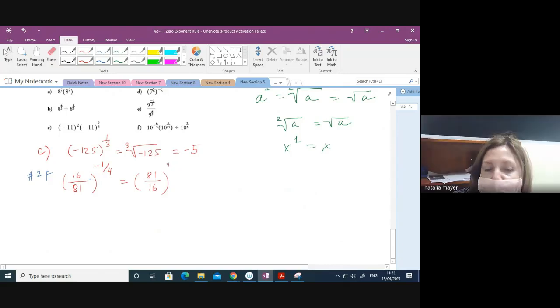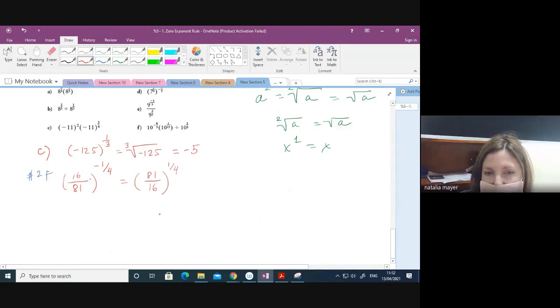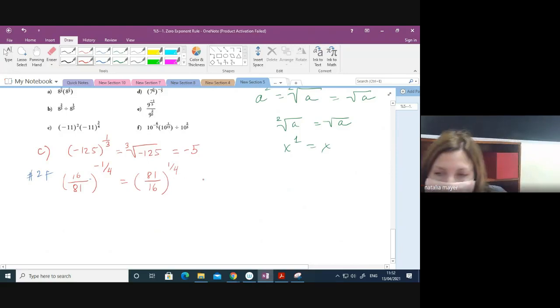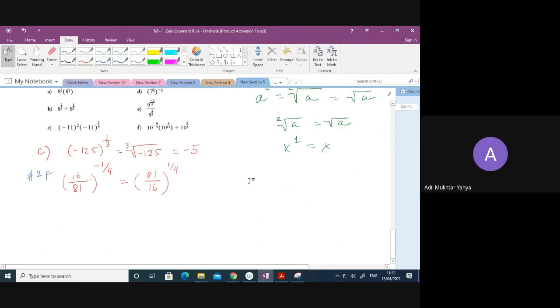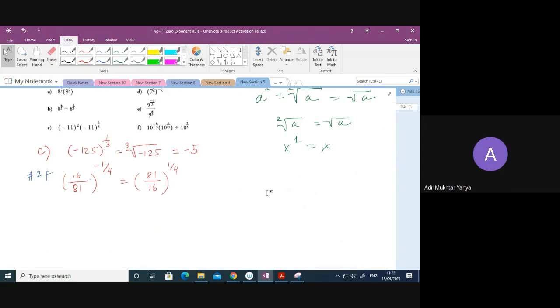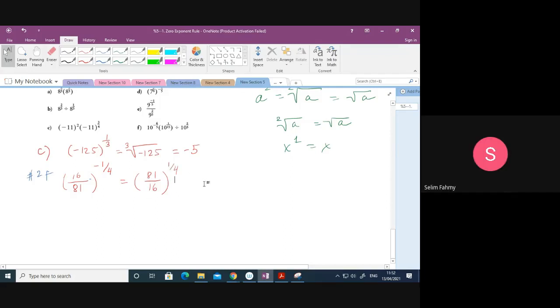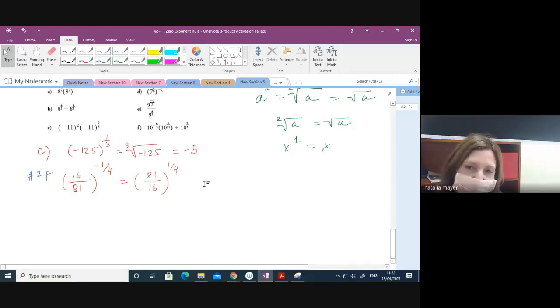What was the point of flipping it? The exponent becomes positive 1/4, right? So since you flipped, now the exponent became positive. Okay? You don't also flip the exponent. You should leave it the same. You just take out the negative. You just remove the negative. So because you flip the base, your exponent becomes positive. You never flip the exponent.